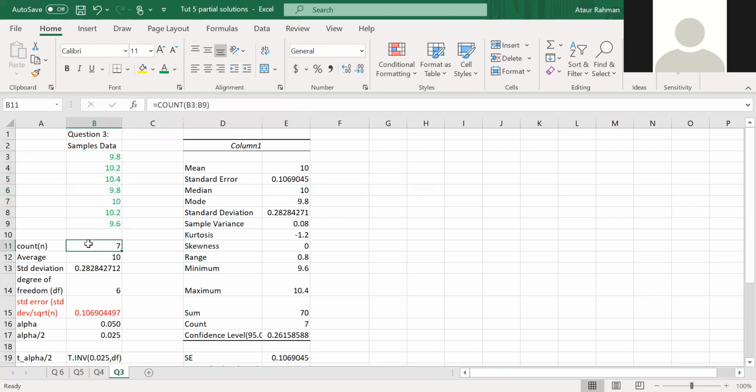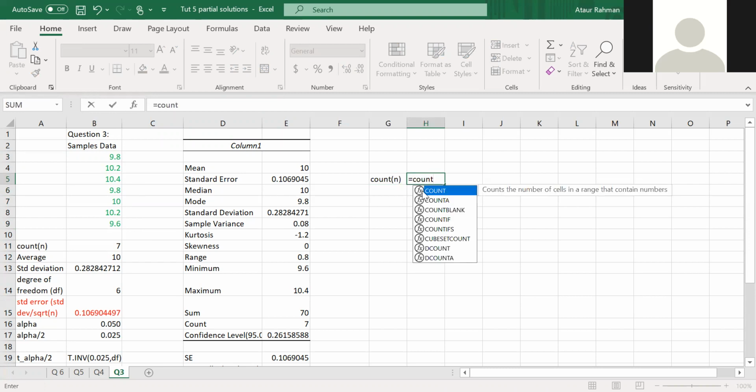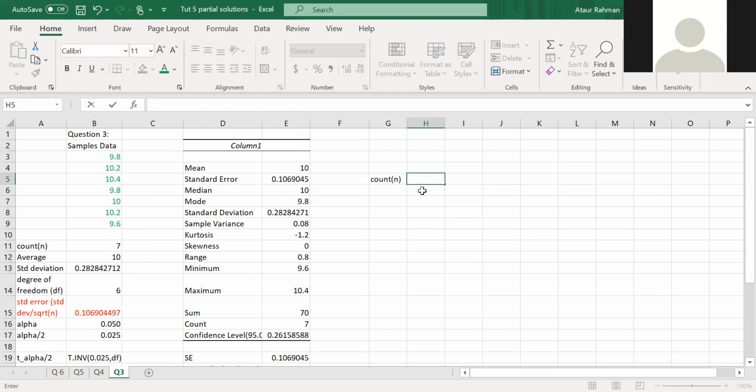So we can find how many data points. Count is 7. We can use the equation count. We need n because that will determine the degree of freedom. So to find the count, we say COUNT, and then the range of the data, which is B3 to B9. Then I'll write the equation here so that you can see it. So count, and then I can select the range here.